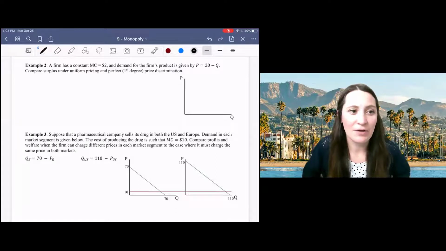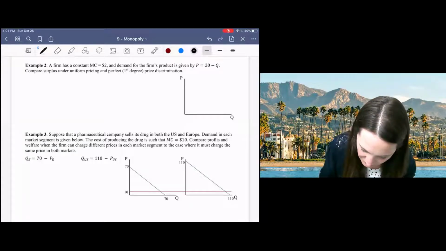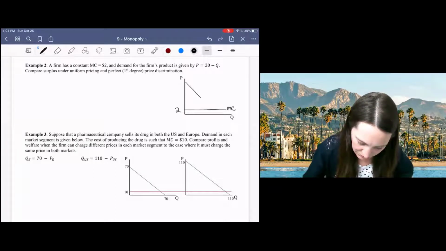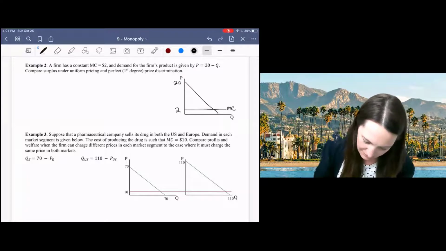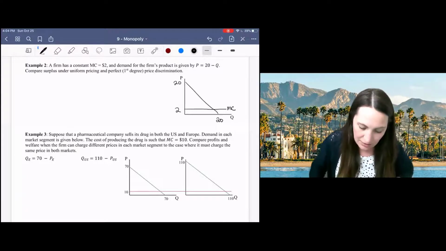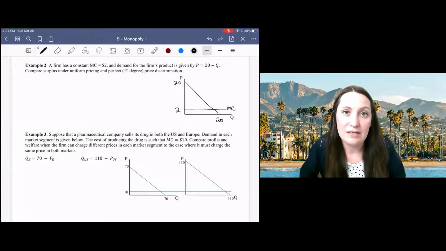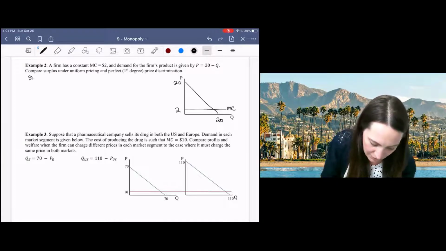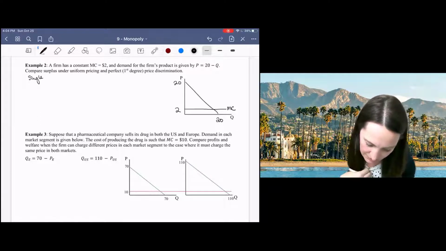Here we have an example of the difference between uniform pricing and perfect price discrimination for a monopoly. So we have a firm that has a marginal cost of $2. So that's constant here at 2. And we have a demand curve for this firm, 20 minus Q. So again, our goal here is to compare uniform pricing or a single price monopoly to perfect price discrimination.